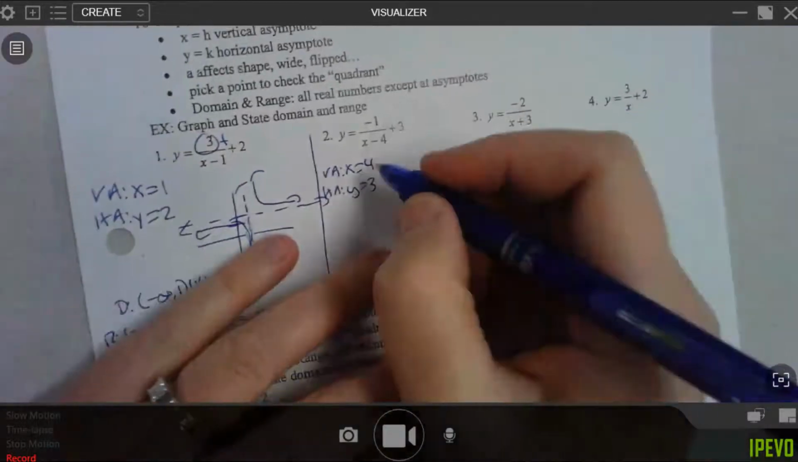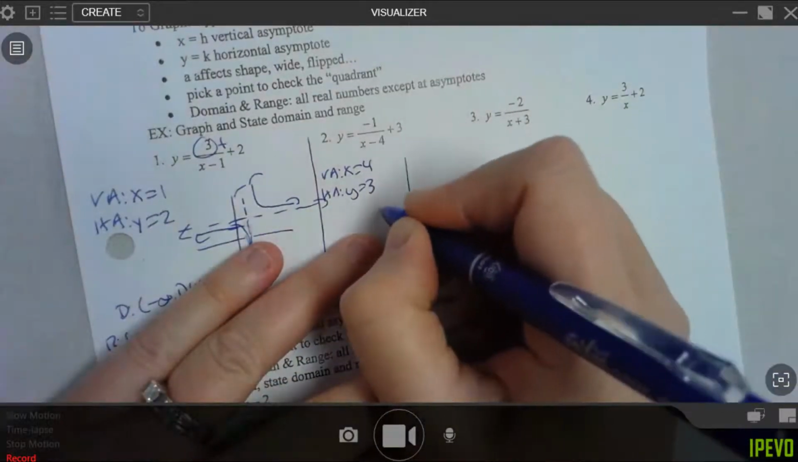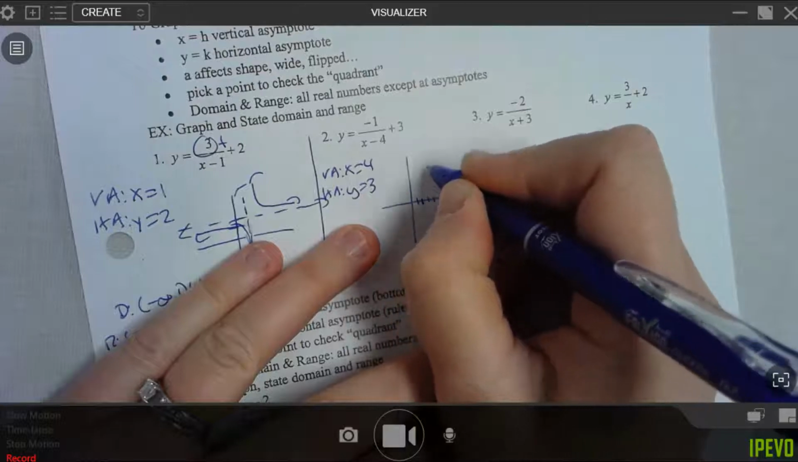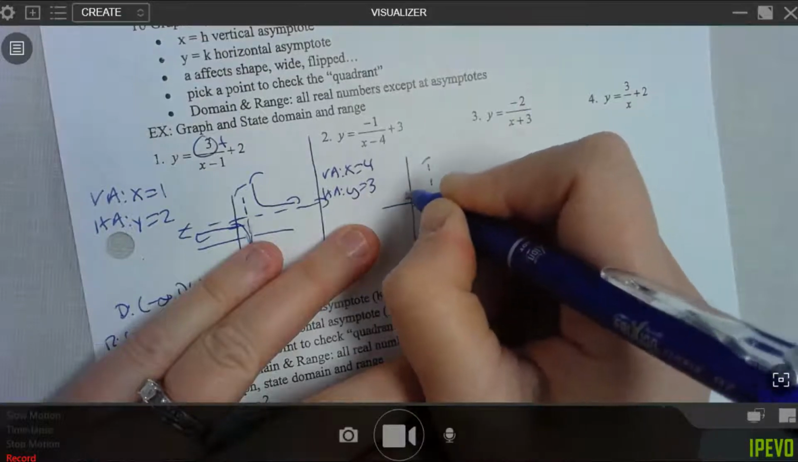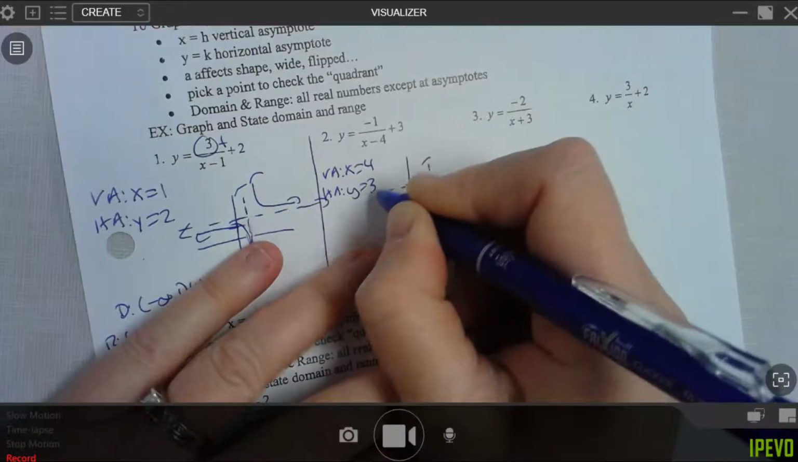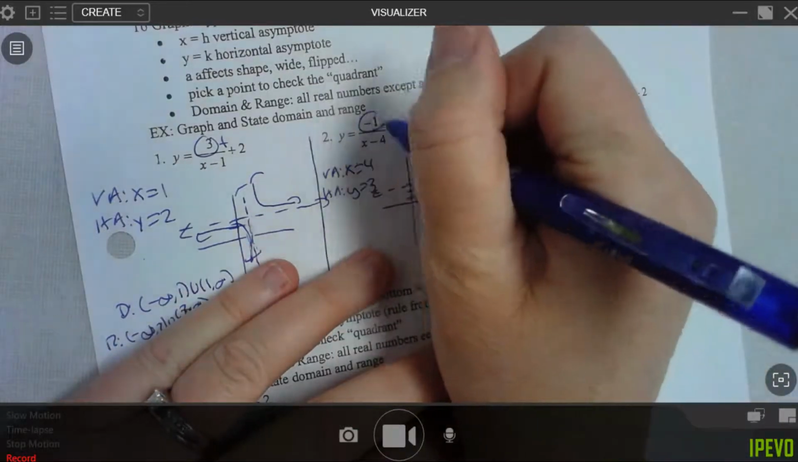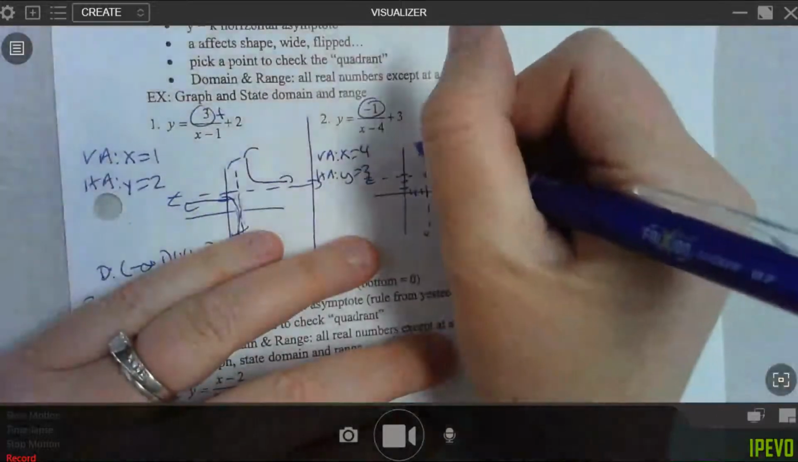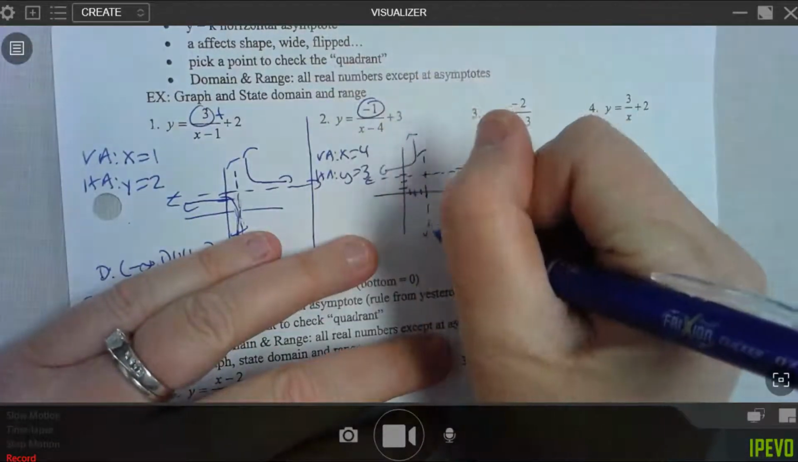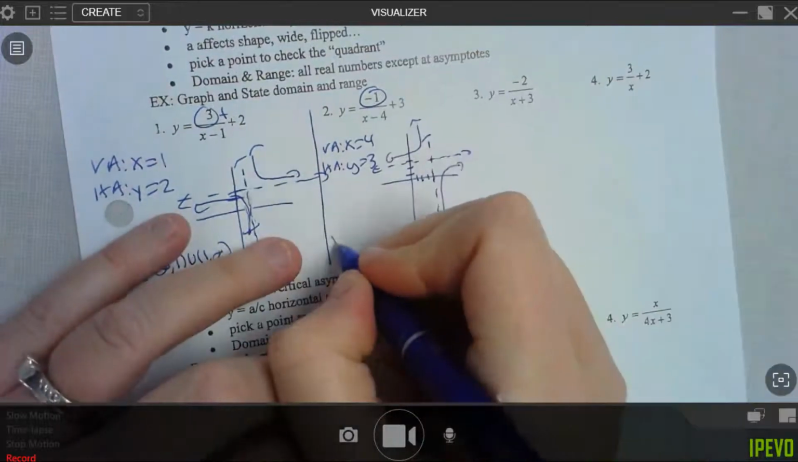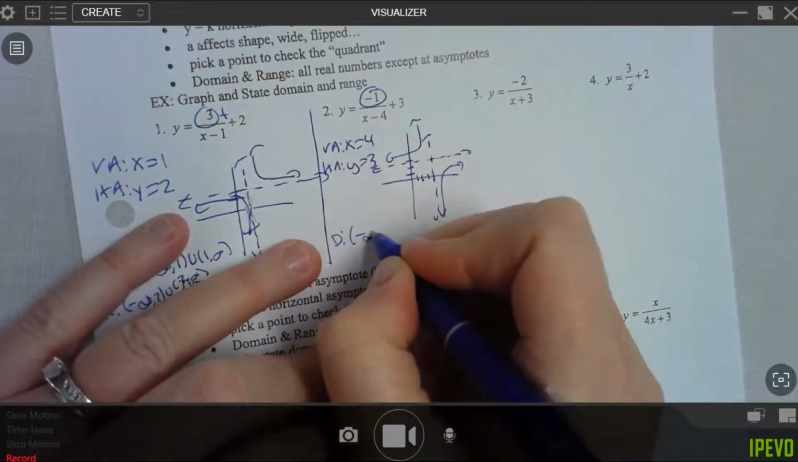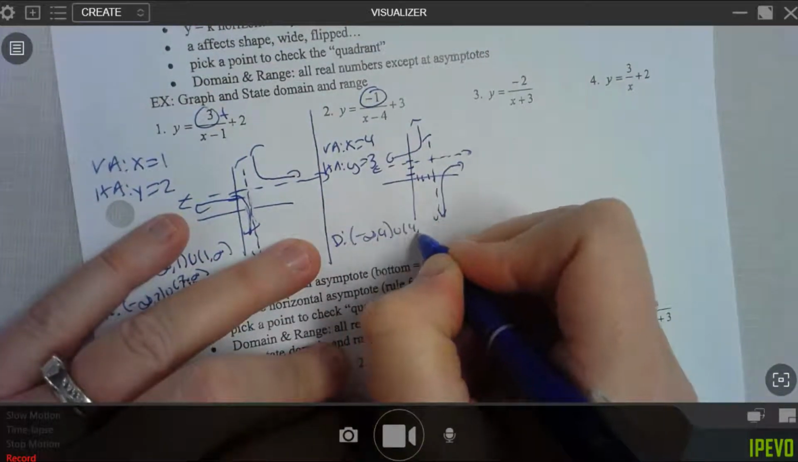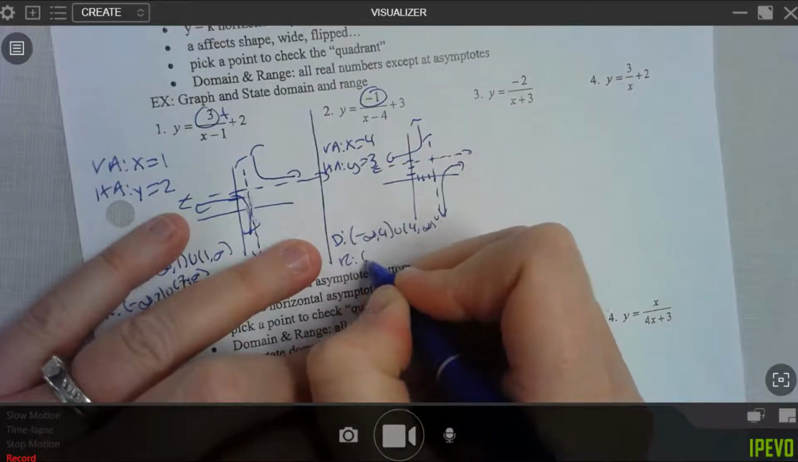Okay. So here when I graph these, I'm going to put my dotted line at 4 and at 3. And this is a -1, so I'm going to put them in the negative quadrants right there. So we're just going to follow along right here. My domain would exclude the 4. My range excludes the 3.